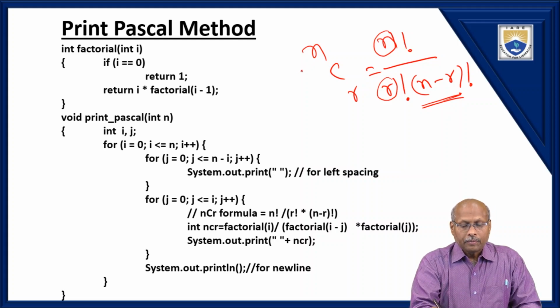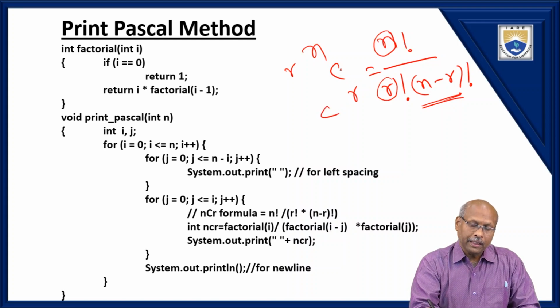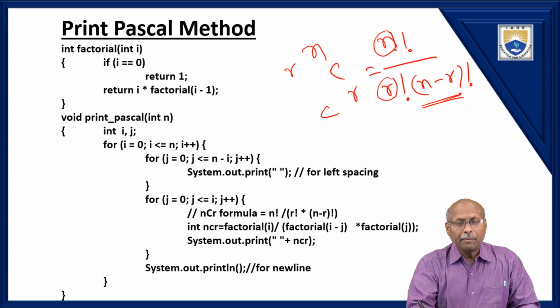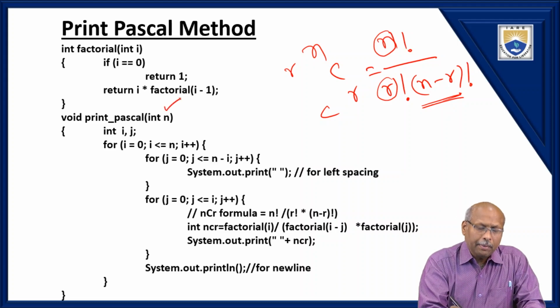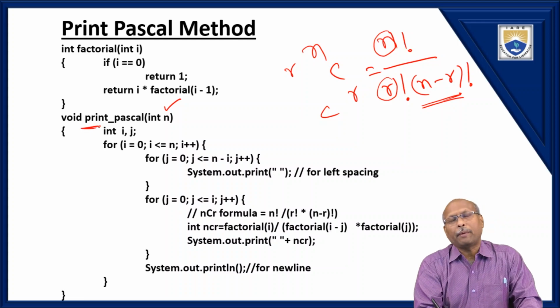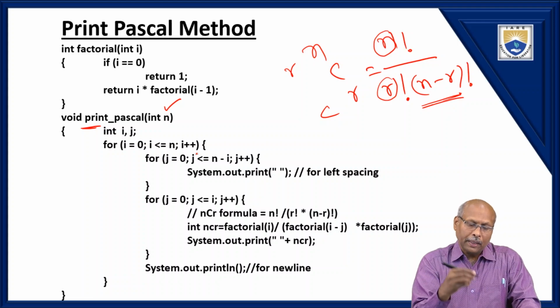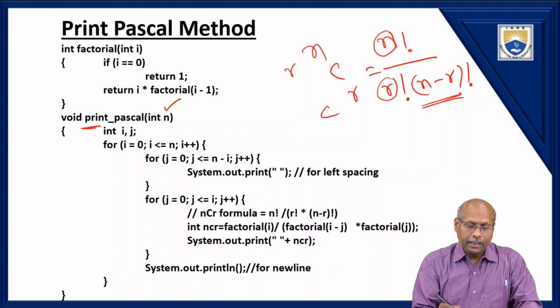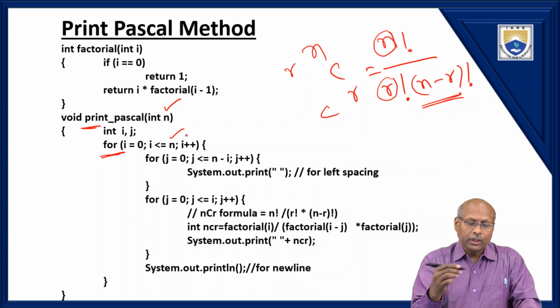So row number and column number will be acting as parameters for my NCR. If I give them to NCR, then I will get the corresponding value. Now here, n is nothing but the number of rows I am passing. I wrote a small method called printPascal. N is a parameter. For that n, I have to write that many rows. So my loop starts from 0 until less than or equal to n.